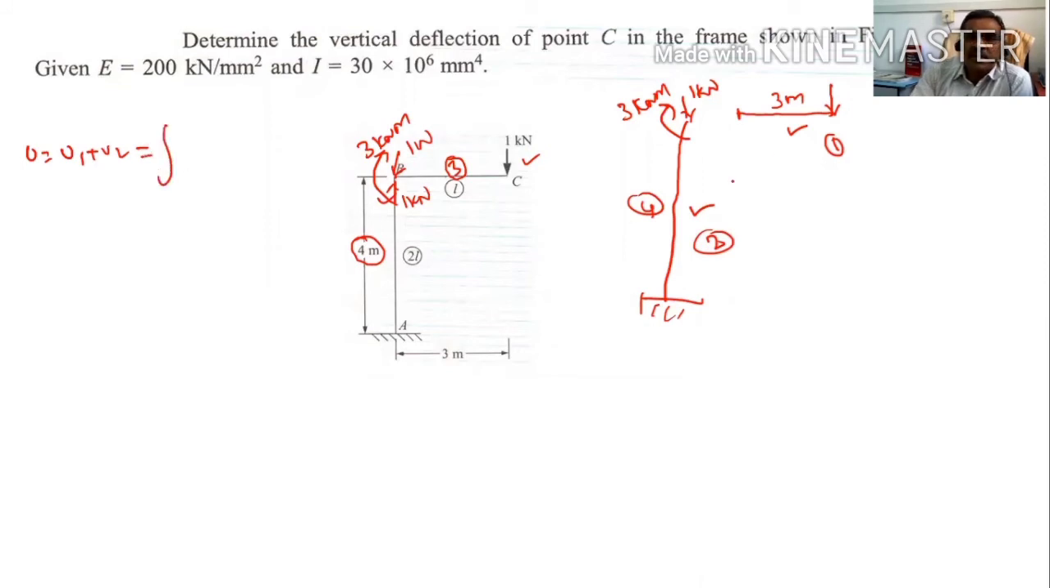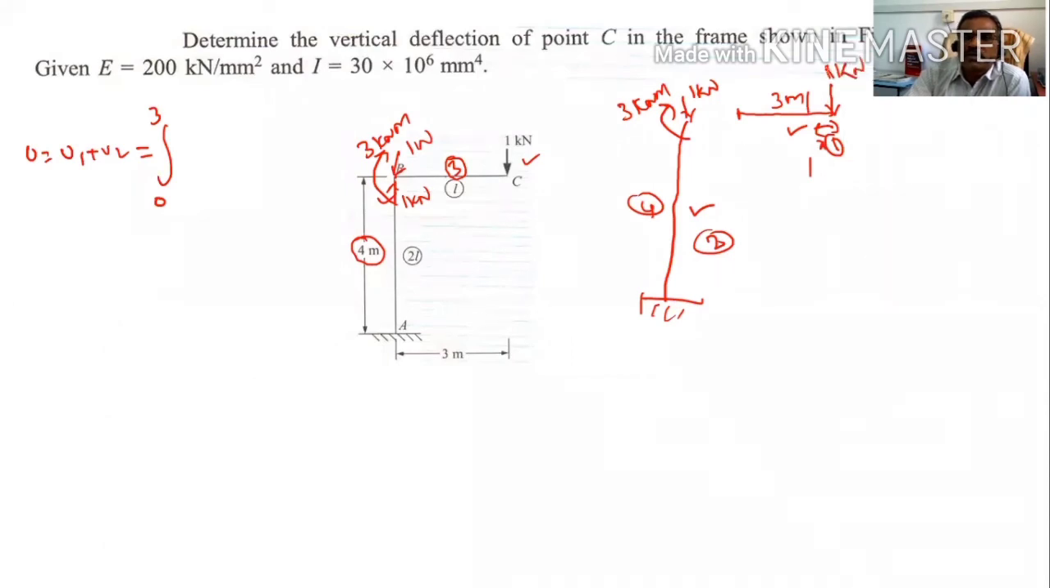Integral. This is U1. What is the distance? 0 to 3. If you take the axis here, and if you take this is X, and the load is equal to 1 kilonewton.